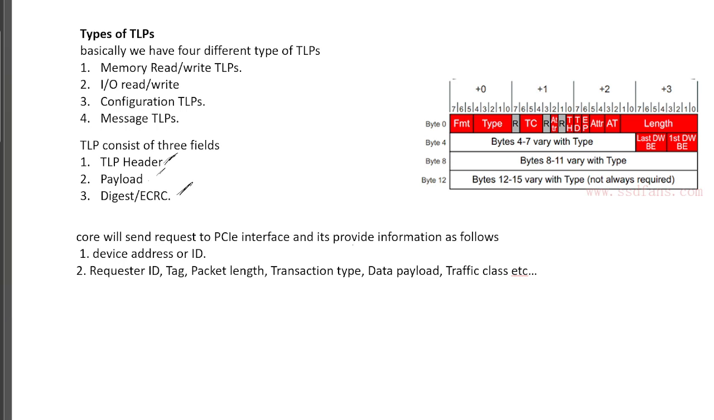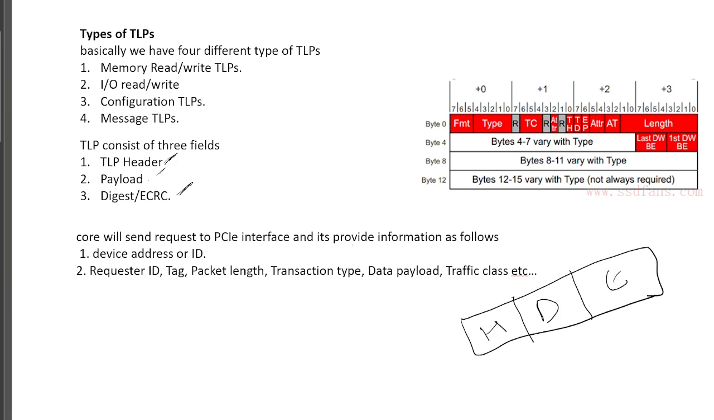If you say memory write, for example, memory write means data is present, you are writing some data to that particular endpoint. If you want to read memory, you don't want to add any payload. That is very simple: you have a packet such that header, data, and ECRC. Header, data, and ECRC, if you are writing memory. If you want to read the data from your RC to EP, from EP to RC.